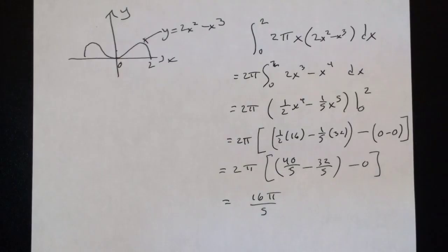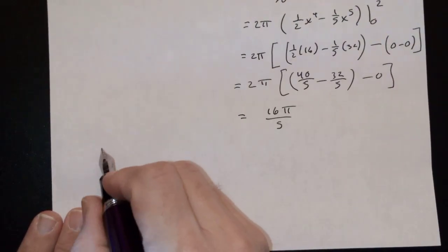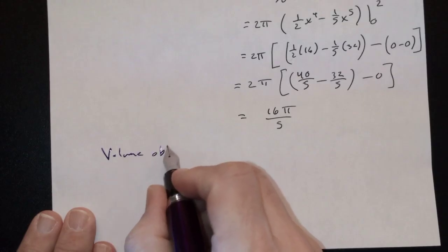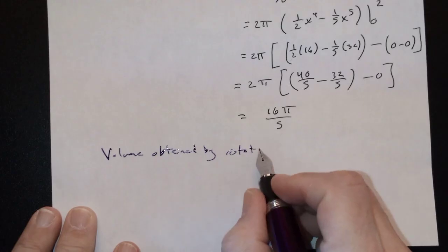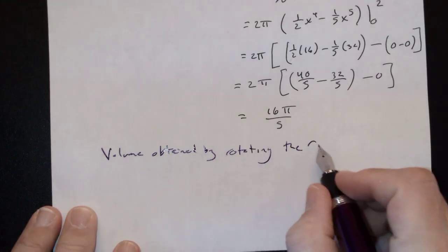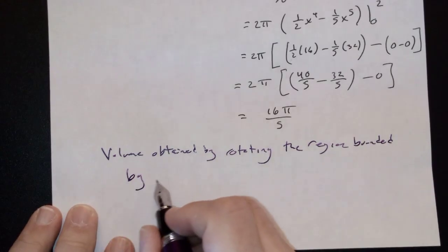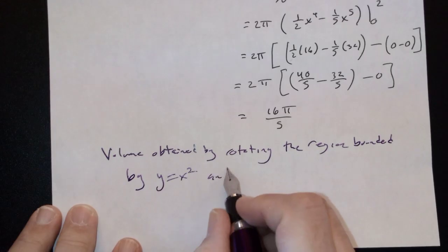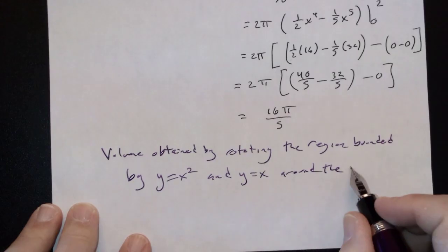For example, I mentioned a problem on Friday. I didn't actually do it. Let's consider the volume obtained by rotating the region bounded by y equals x squared and y equals x around the y-axis.